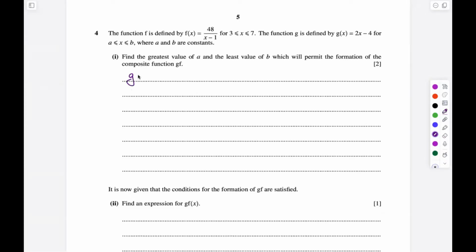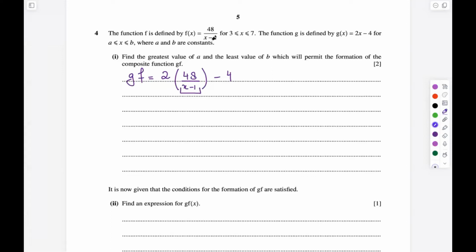Now, if you are forming the composite function gf, it basically means that in the function g, 2x minus 4, x will be replaced by the function f. So we'll be writing the composite function gf like this. So this will become 2 into 48 upon x minus 1 minus 4. Now this is basically the values of x for the function g.